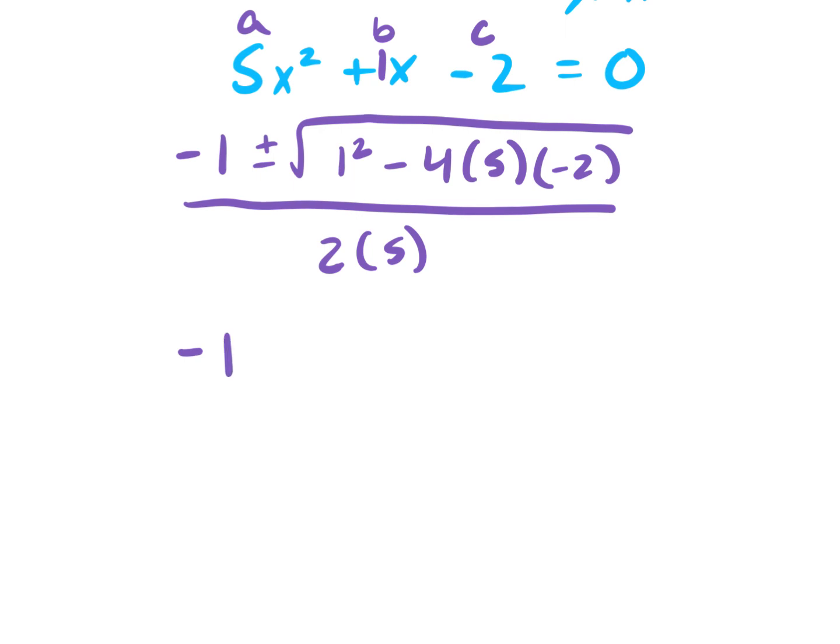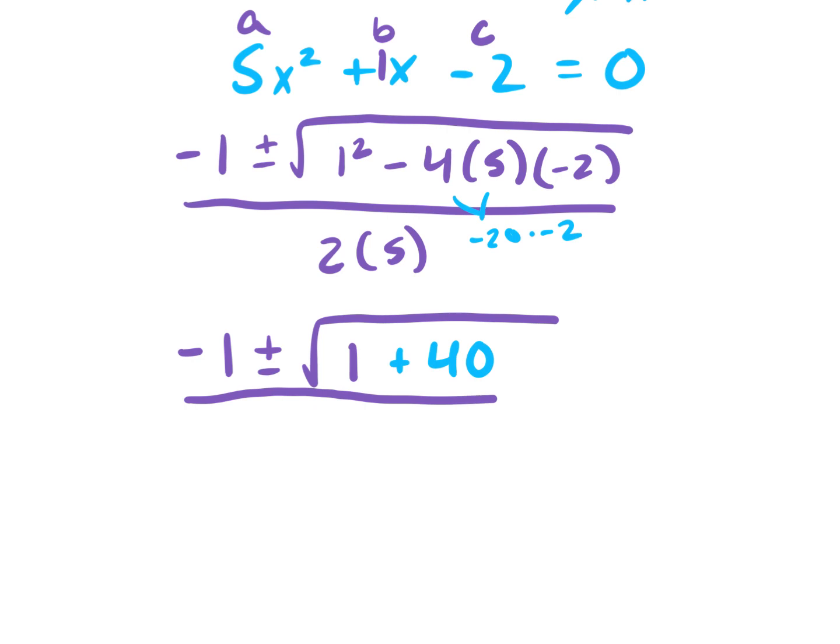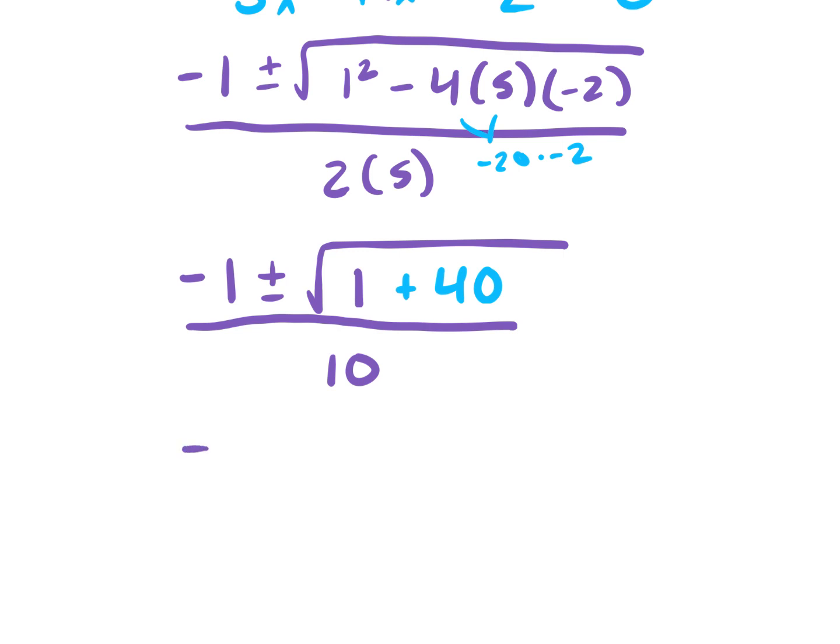Then we're going to simplify the top, going from left to right. So what's 1 squared? 1. What's negative 4 times 5 times negative 2? Perfect. Just multiply 2 at a time if you need to. Negative 4 times 5 would be negative 20. And negative 20 times negative 2 would be positive 40. Over 2 times 5, which is 10. And then what's the last step? Add the inside. So we get negative 1 plus or minus the square root of 41 over 10.